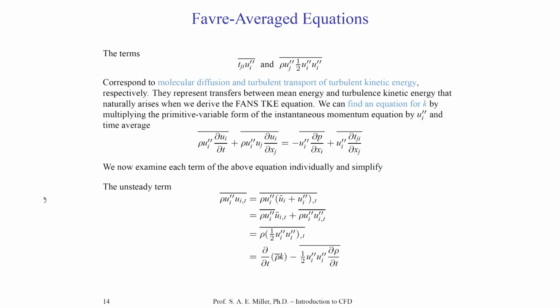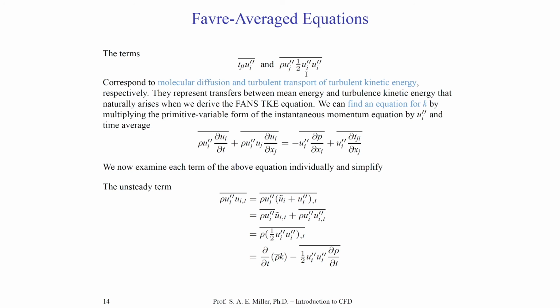We can look and do more analysis of particular terms. For example, the shear stress term with mass weighted velocity fluctuation, and of course the density with mass weighted fluctuation of 1/2 the kinetic energy of mass weighted fluctuations. These two particular terms, which we would need to model, can be physically interpreted as the molecular diffusion and transport of turbulent kinetic energy, respectively. They will indeed represent transfers between the mean kinetic energy and turbulent kinetic energy, and these will arise when we derive the Favre-averaged turbulent kinetic energy equation, which is coming.